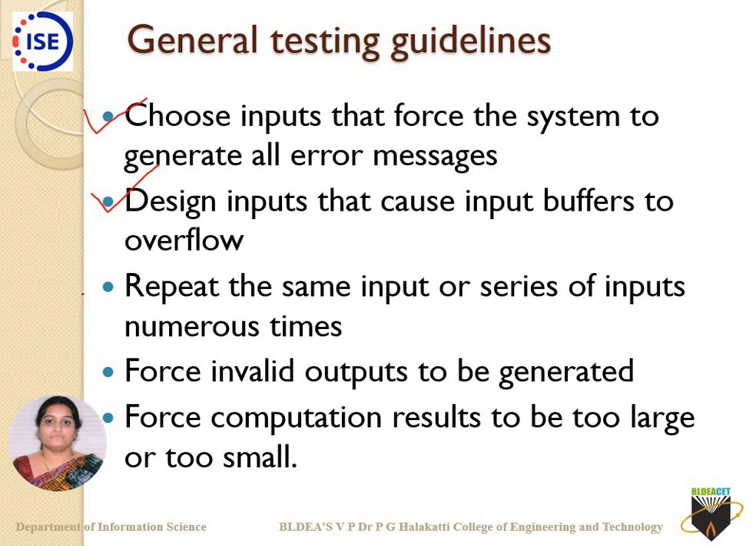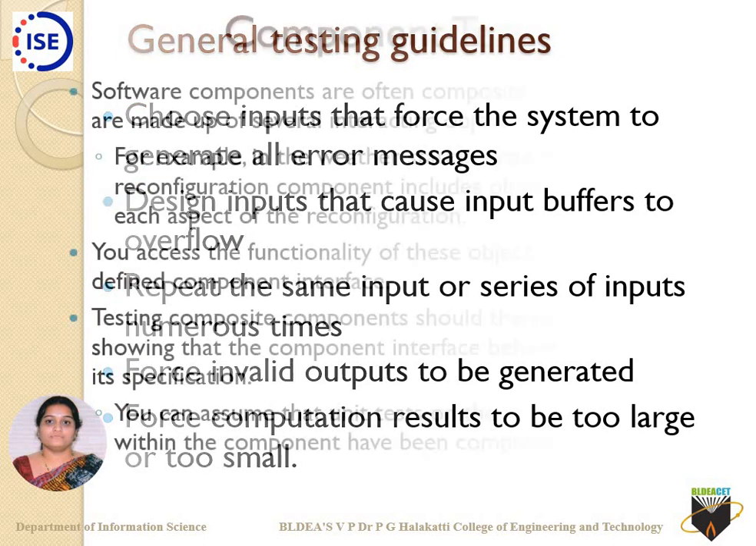Then comes the third one: repeat the same input or series of inputs numerous times, so that whenever I repeat things a number of times, I'll be expecting different types of outputs. Then comes forcing invalid outputs to be generated. So I'll be having invalid outputs generated there. Then force computation results to be too large or too small. Okay, so these are certain testing guidelines which are used for guideline based testing.